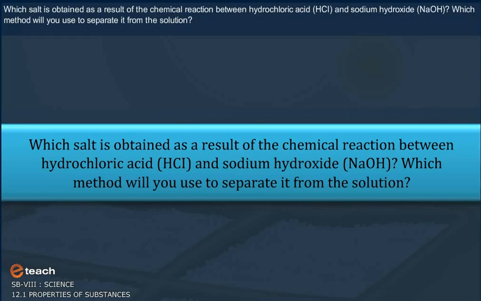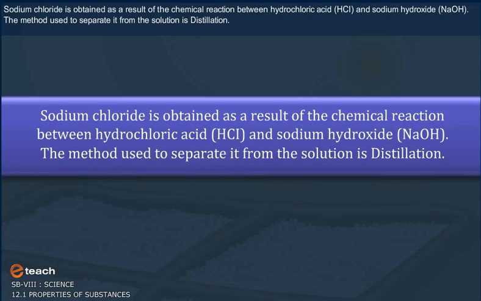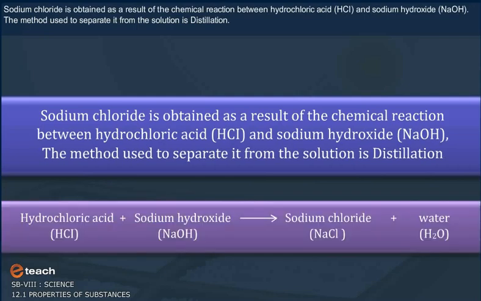Which salt is obtained as a result of chemical reaction between hydrochloric acid, HCl, and sodium hydroxide, NaOH? Which method will you use to separate it from the solution? Sodium chloride is obtained as a result of chemical reaction between hydrochloric acid HCl and sodium hydroxide NaOH. The method used to separate it from the solution is distillation.